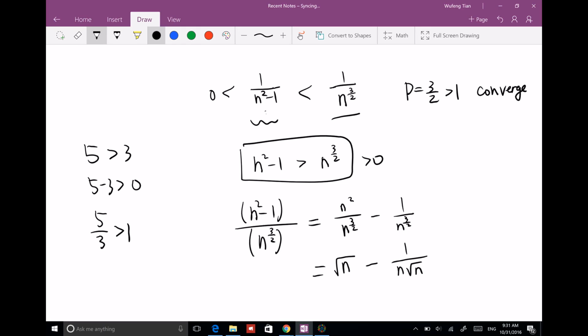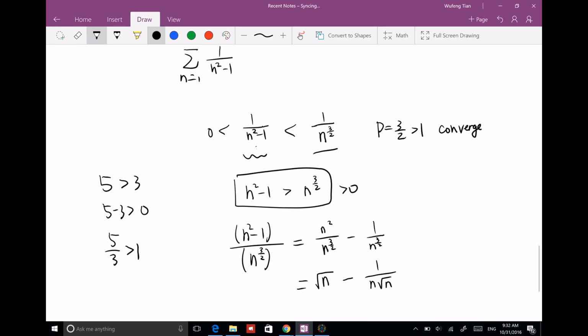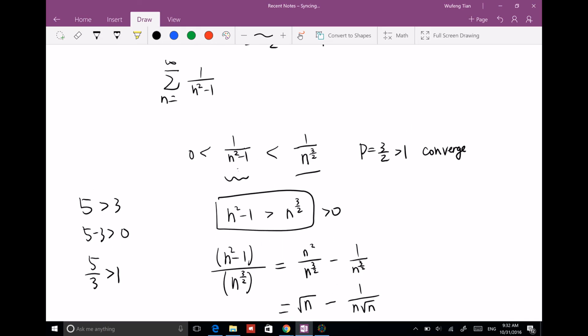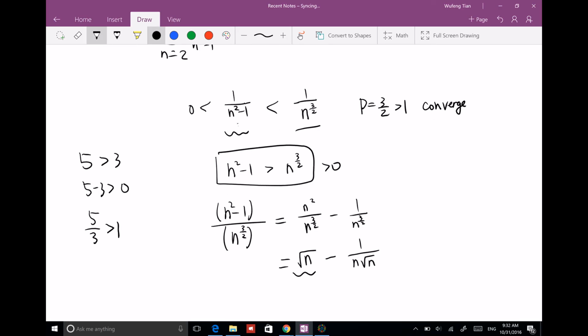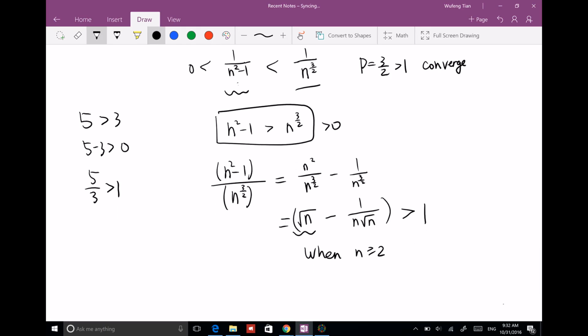Obviously, the square root of n is bigger than 1 when n is bigger than 2. You look at the series, so n starts from 2. The root of 1 doesn't make sense. This one is bigger than 1. This one is smaller than 1. It's not just this part bigger than 1, the whole thing will be bigger than 1 when n is bigger than or equal to 2. Because you can plug it in. If you plug in 3, it's the square root of 3, and then this is a very small number. You can check it out, it's bigger than 1.